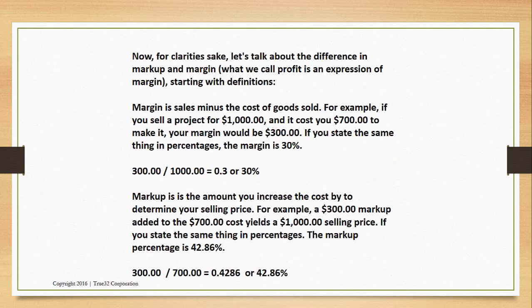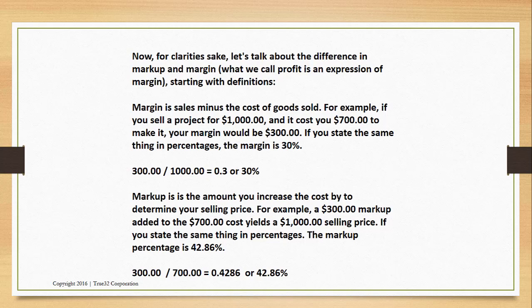Now for clarity's sake, let's talk about the difference in the markup and the margin. What we call profit is an expression of margin. That's why you commonly hear it referred to as a profit margin. And there's two forms of that, a gross profit margin and a net profit margin. So let's start with some definitions.